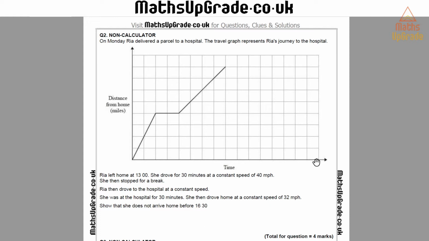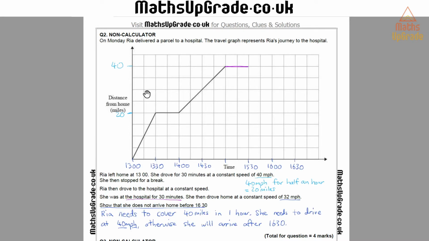So the way that we're going to do this is, first of all, I'm going to label as much of this graph, the axes, as possible. Okay, so let's start doing that now. So you can see here, since she left home at 1300, I'm putting 1300 here, and it says that she drove for 30 minutes at a constant speed. So this line segment here must represent 30 minutes. So that's why I know that 30 minutes, this must be 1330. So this represents half an hour, this must be another half an hour, so that's 1400. So I can label all these times along here, along the bottom axis.